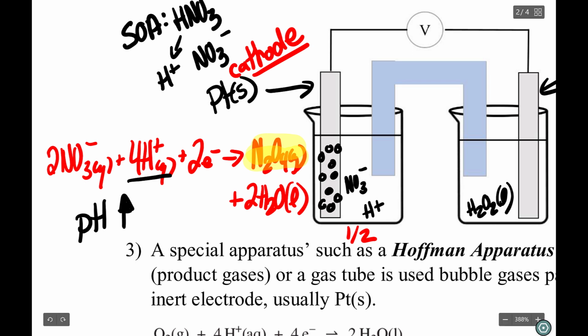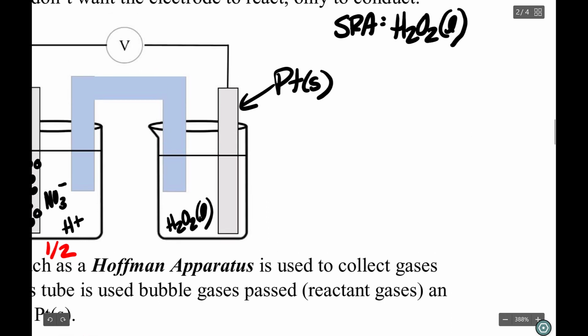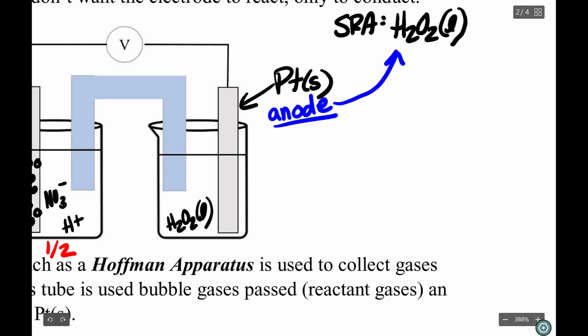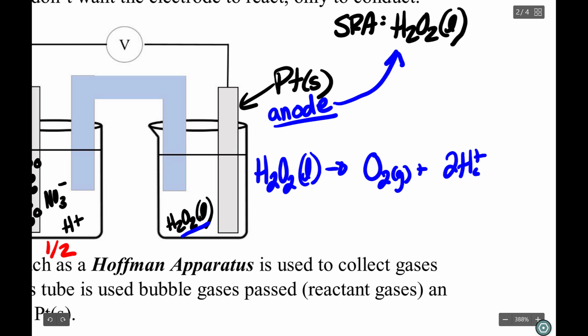If we go over to the other side where the hydrogen peroxide is, and I write out the oxidation half reaction for hydrogen peroxide, because I know this is the anode, since this is the strongest reducing agent, and the strongest reducing agent is on that half cell. So I have H2O2 liquid turning into oxygen gas plus 2H+ aqueous and 2 electrons.